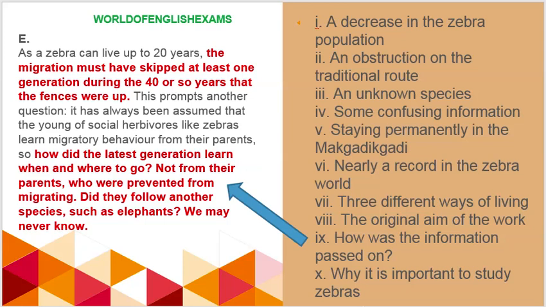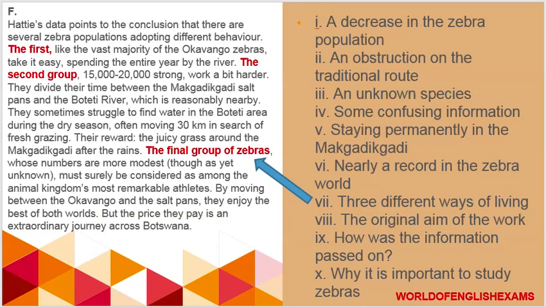So now let's see the title. Yes, it is 9. How was the information passed on? Which means, how did the young ones learn when to migrate and where to migrate? So did you understand the question? Now let's continue to read the next passage.